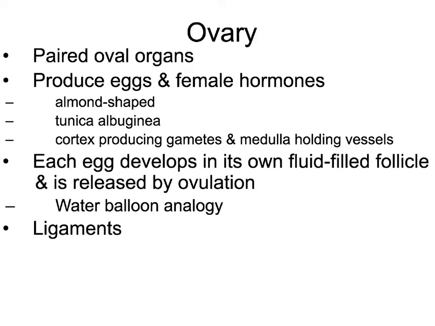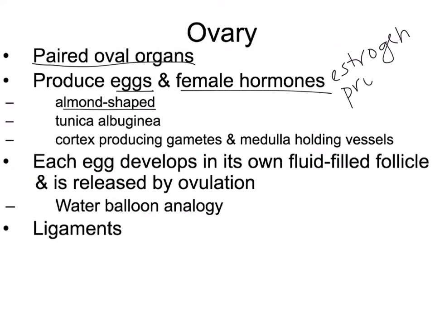Okay, so ovaries typically are paired, so we have two of them, one on each side. They're oval shaped. Sometimes they say almond shaped. They're going to produce the eggs, and they'll be responsible for producing the female hormones, estrogen and progesterone. The axis for the production of these hormones has lots of layers, so it's not really straightforward. It's one of the more complicated hormone systems, I think.